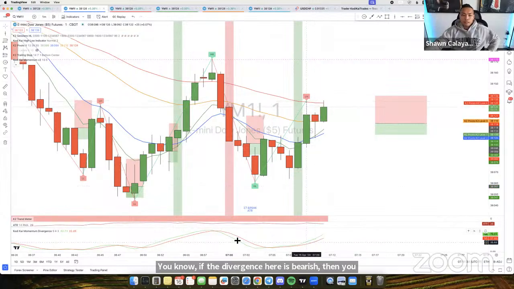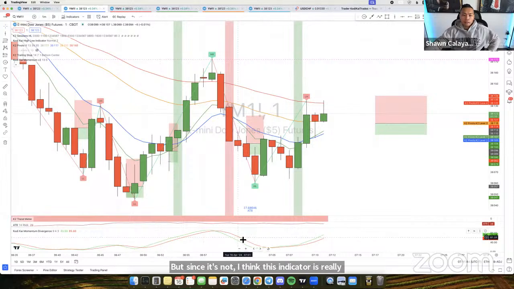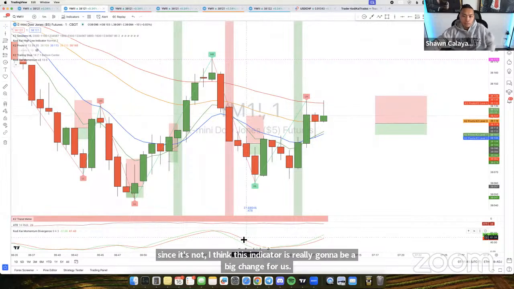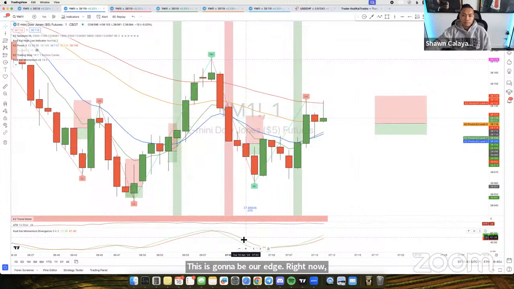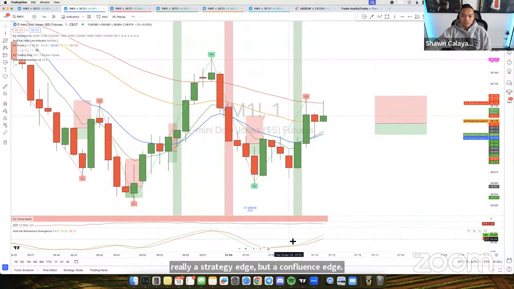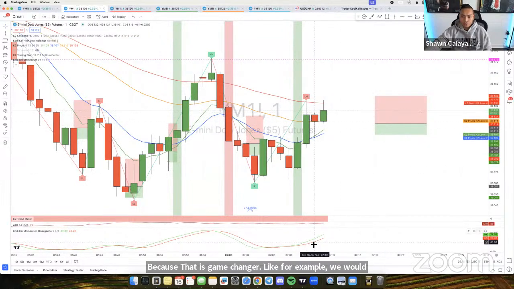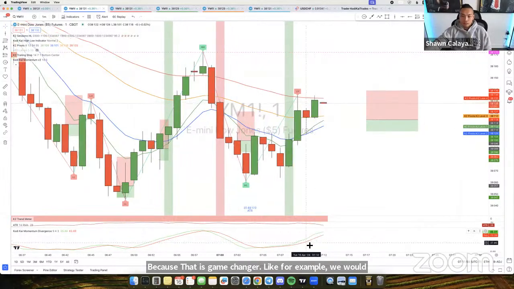But since it's not, I think this indicator is really going to be a big change for us. This is going to be our edge right now, especially. Not really a strategy edge, but a confluence edge. Because man, this thing is a game changer. For example, we would have missed it. See, I skipped this here because the divergence was bullish, and I already knew that, okay, this is probably not going to come down yet.